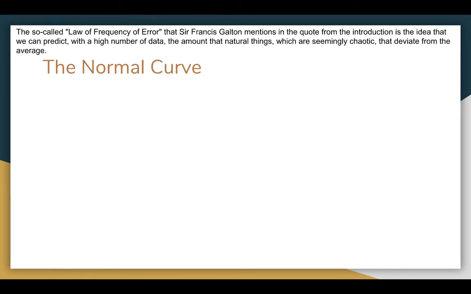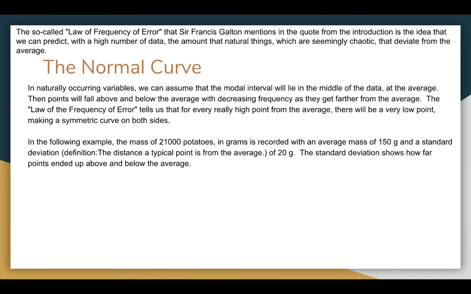The law of the frequency of error that Sir Francis Galton mentions is the idea that, with a law of large numbers kind of thing, we can predict how things deviate from the average. The normal curve says we can assume the modal interval is right in the middle, and as you get further from the average, you get lower frequencies. Take the mass of potatoes, for example. Say a company produces potatoes and measures them, and the average mass is 150, standard deviation is 20. They don't measure them all, just a sample of the population to get those numbers.